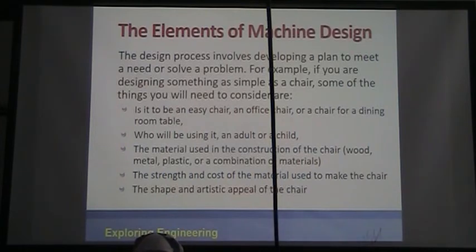For example, if you were designing something as simple as a chair, some things you need to consider are, is it going to be an easy chair, an office chair, or a chair for a dining room table? Second consideration, who will be using it, an adult or a child? Third consideration, the material used in the construction of the chair, wood, metal, plastic, or a combination of materials. Fourth consideration, the strength and cost of the material used to make the chair. And fifth consideration, the shape and artistic appeal of the chair.